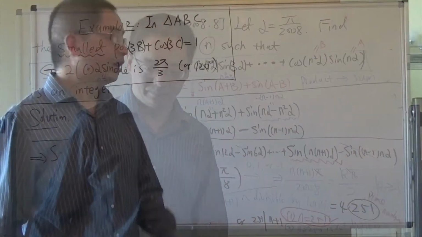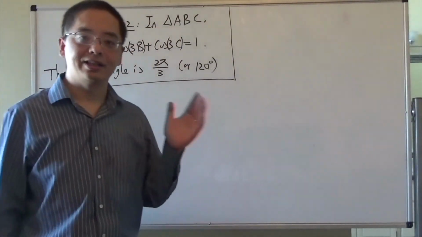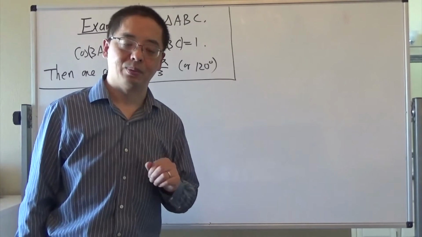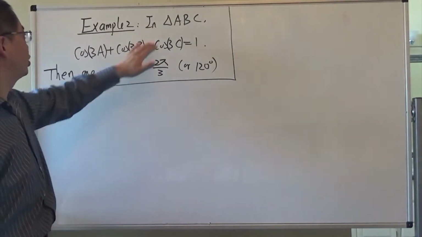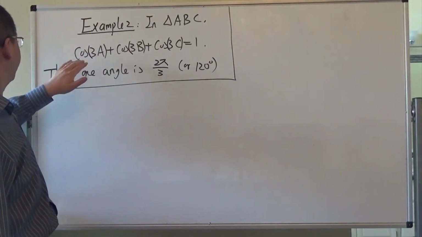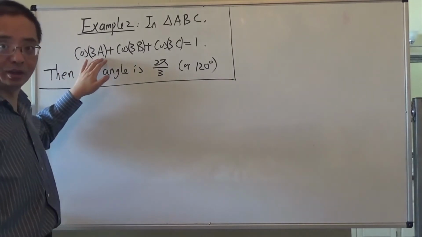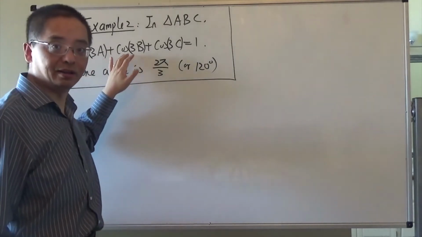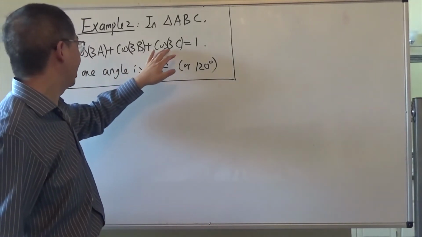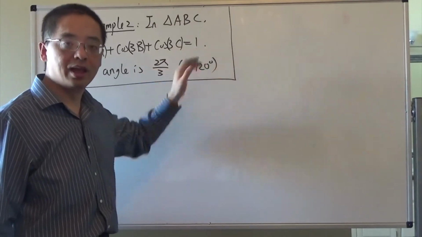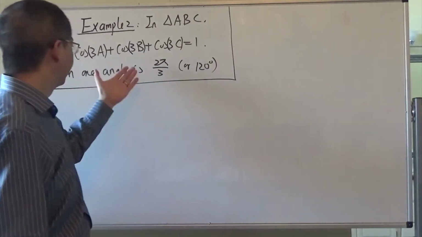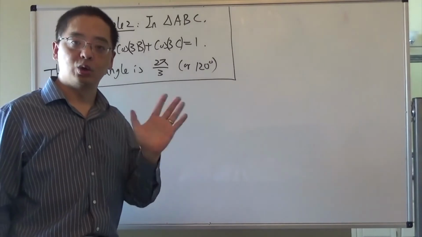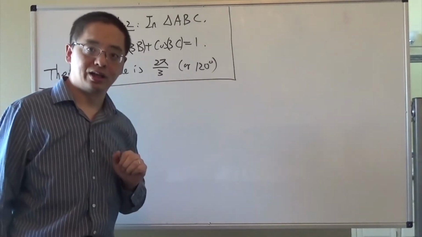So if you combine them together, the final answer, the smallest one, is n equals 251. Example 2. This is a key step in a previous AIME problem. The question says, in triangle ABC, if we know cosine 3A plus cosine 3B plus cosine 3C equals 1, then we can conclude one of the angles A, B, C has to be 2 pi over 3, or equivalently 120 degrees.